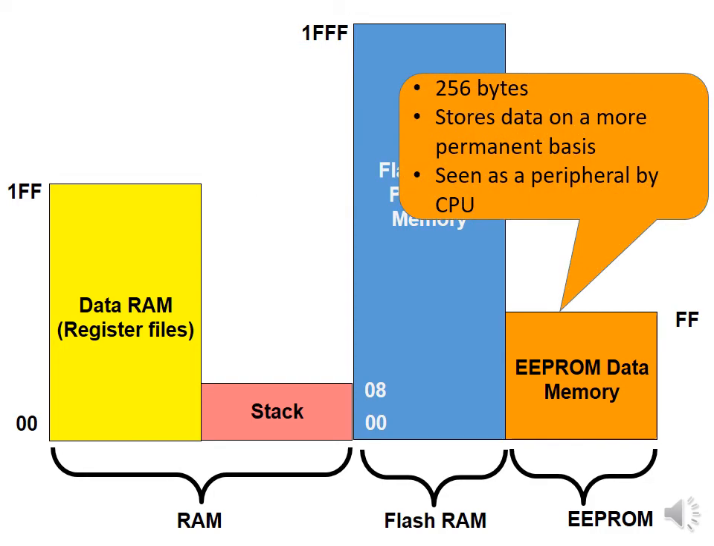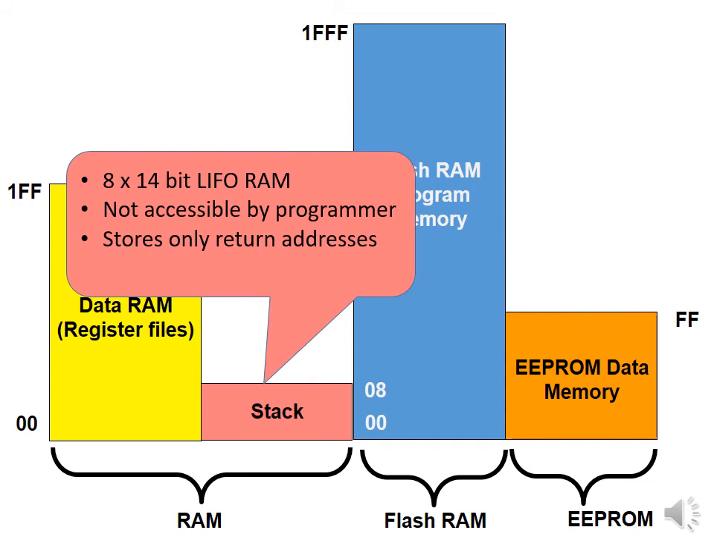The EEPROM has 256 bytes. It is used to store data on a more permanent basis. It is seen as a peripheral by the CPU. So in other words, it is not directly accessed by instructions in the microcontroller. It is accessed through some special function registers. The stack memory is 14 bits wide and it has a total of 8 entries. It is not accessible by the programmer. It is only used to store return addresses after calls and branches to interrupt service routines.